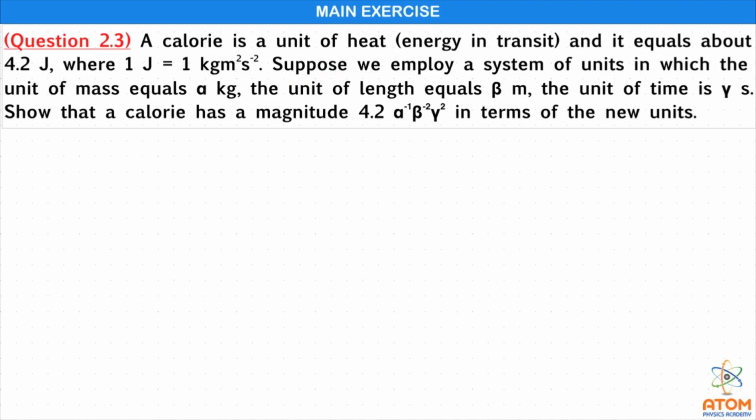Suppose we employ a system of units in which the unit of mass is equal to alpha kilogram, the unit of length is equal to beta meter, and the unit of time is gamma second. Show that the calorie has a magnitude 4.2 alpha inverse, beta inverse square, and gamma square in terms of this new unit. First, let me explain the question.